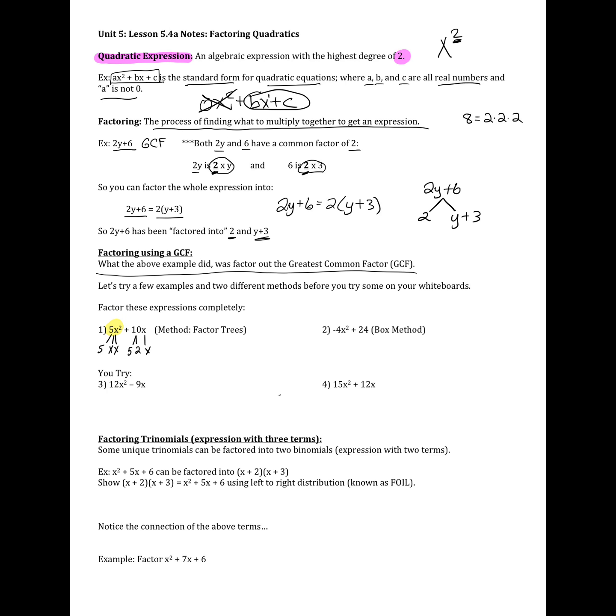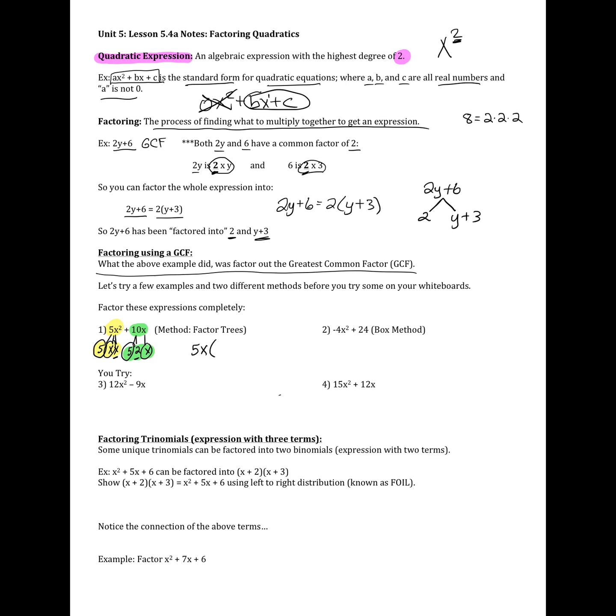Right here, 5x squared broke down into 5 times x times x, and 10x broke down into 5 times 2 times x. And with that, I can now look and see what the common factors were. They're right there in front of me. I'm going to circle the 5 and circle the 5. They both had a 5. Now I'm going to circle an x and then circle another x. They both have an x in common. And then I'm going to see an x and a 2, and I am definitely out of things that they have in common. So the GCF was 5x. It was what both terms had in common.